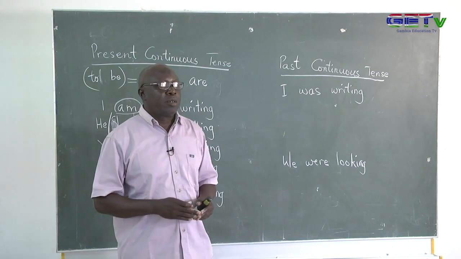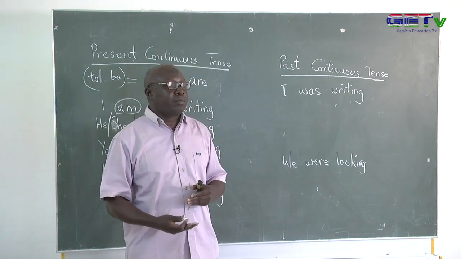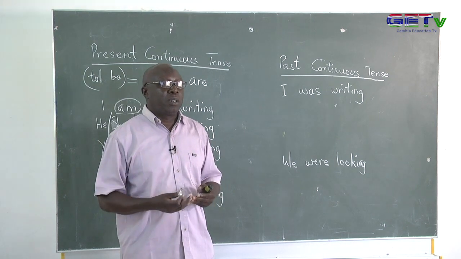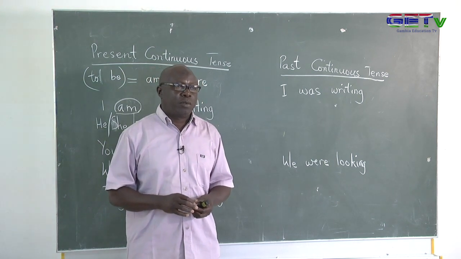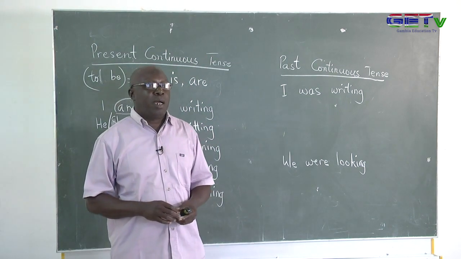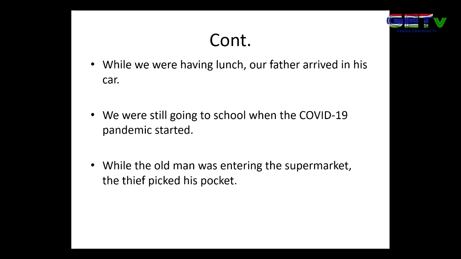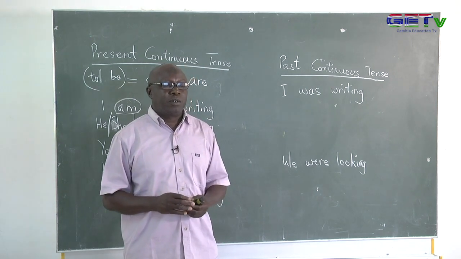Not in all cases, but in most cases, in writing, in speaking, sometimes it happens this way. Another example: while we were having lunch, our father arrived in his car. We were having lunch, benachin, super kanja, or whatever, and then the father arrived at the gate with the car. But the lunch was going on. The having of the lunch, the eating was going on. The arrival of the father became past tense.